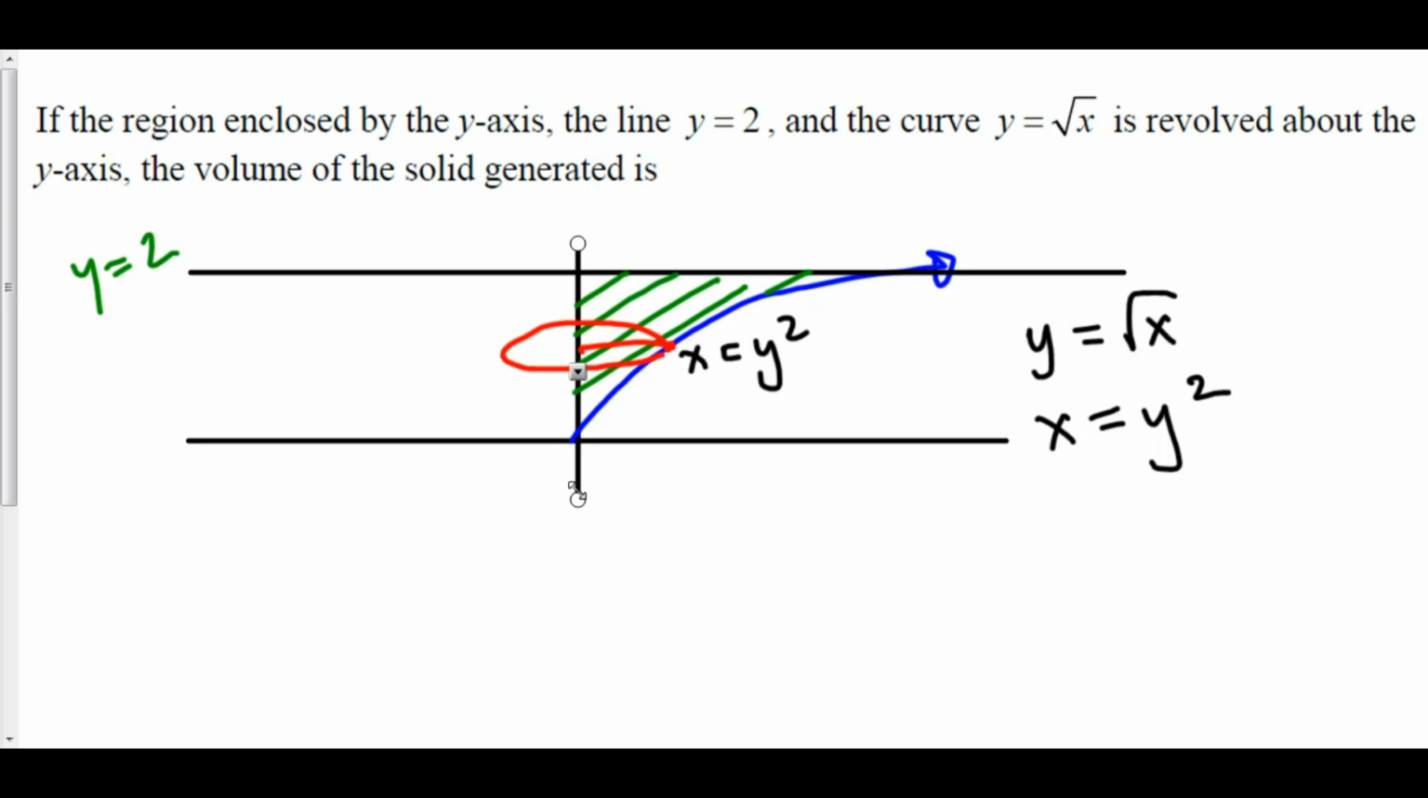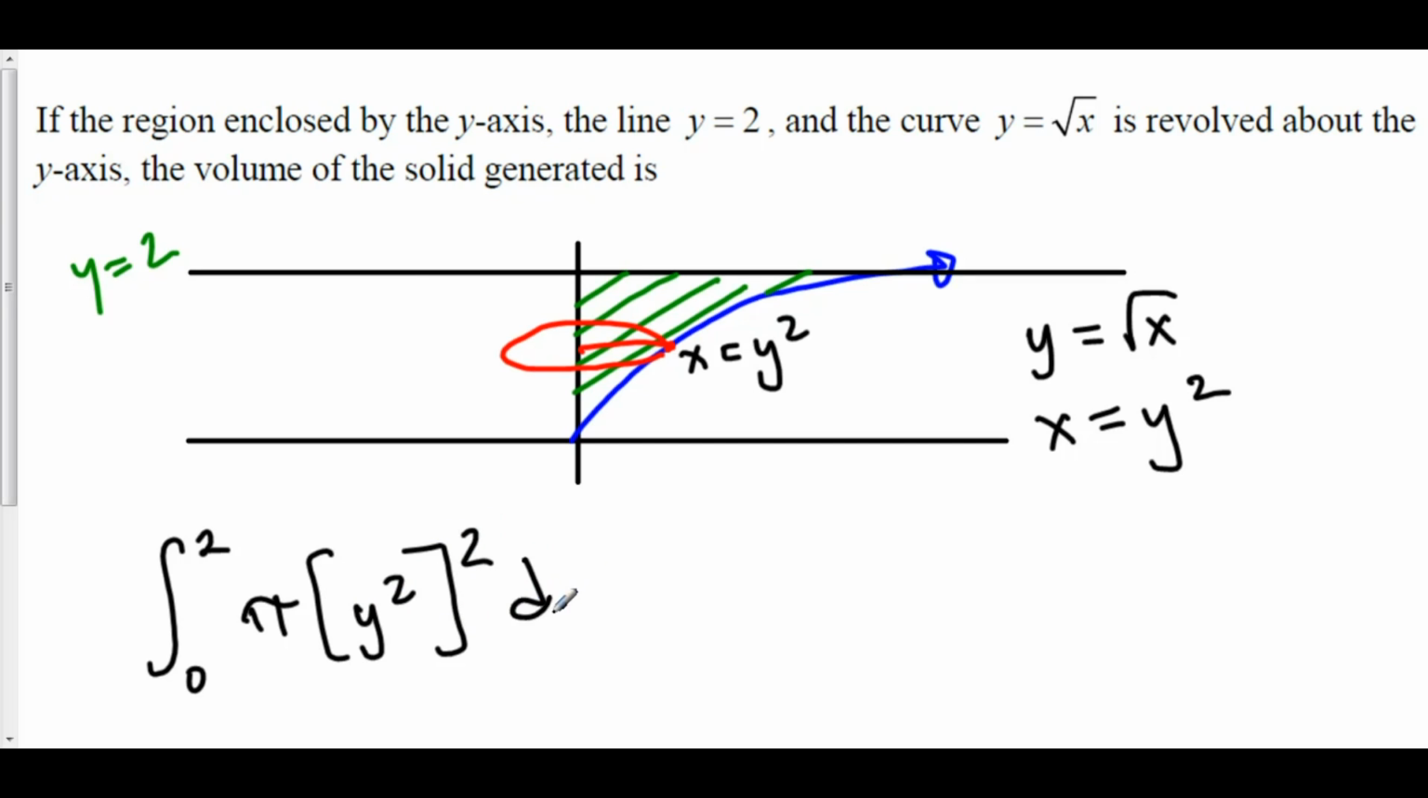So we can set up our integral at this point. We have the integral from 0 to 2 of the area of each of our cross sections. Now our cross sections are circles. So we have pi r squared. Our r here is y squared. It's the function value in terms of y. So this is y squared dy. And this is the setup for our integral.